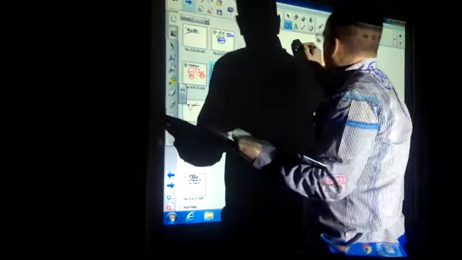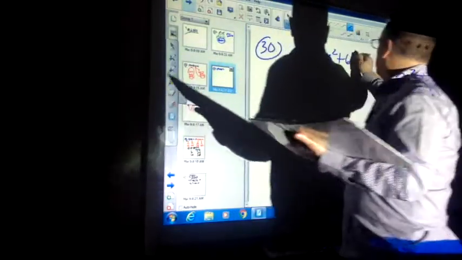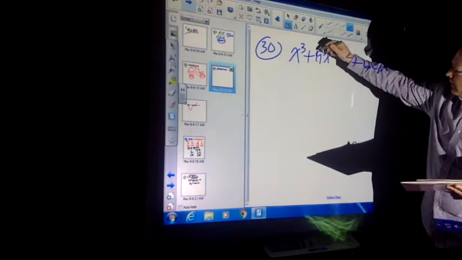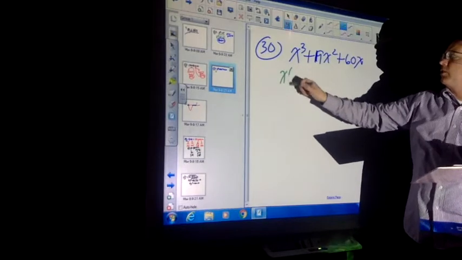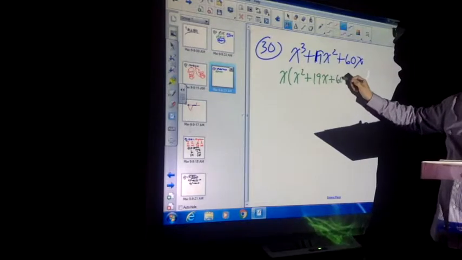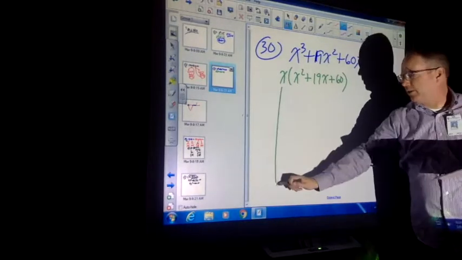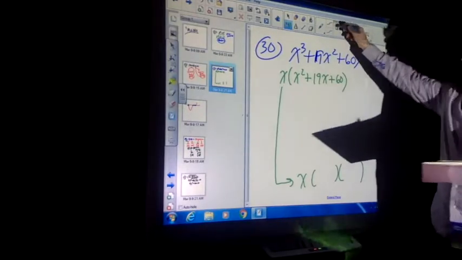And one more. What do you got, B? 30. 30, thank you. My ears are a little clogged, so I can't hear. 30. I have x to the 3rd plus 19x squared plus 60x. So that's a 19, right? Okay. It looks like I have a greatest common factor of x. So then I have x squared plus 19x plus 60. Here's that greatest common factor, here's our little brother coming down here. So it'll be part of the answer, right? Okay. So no other greatest common factors there.